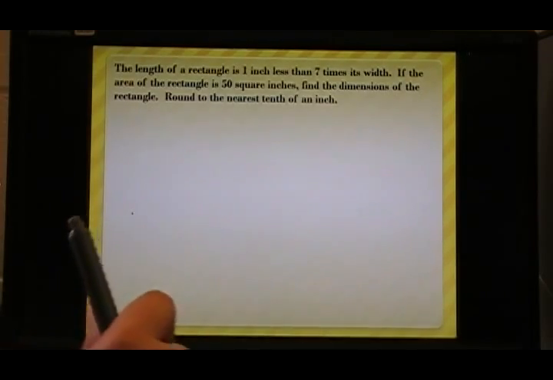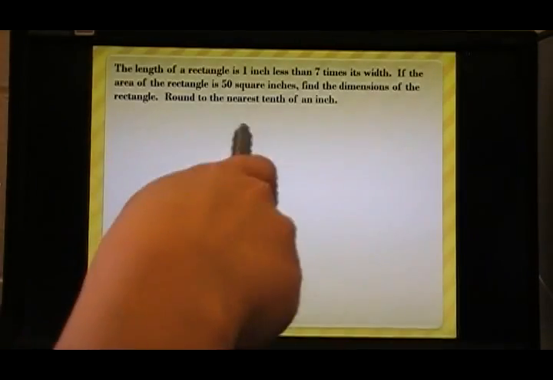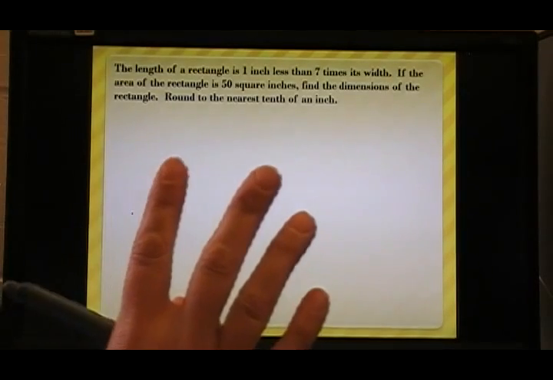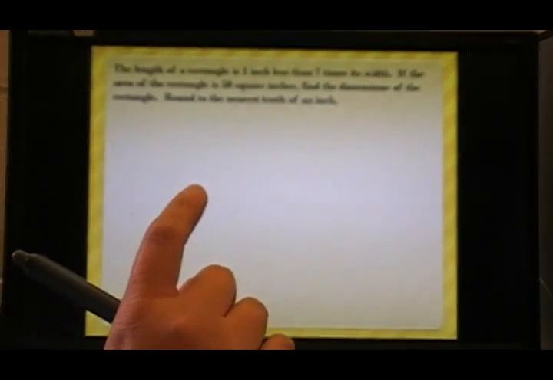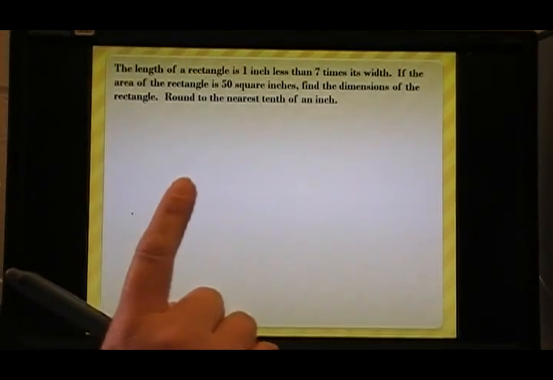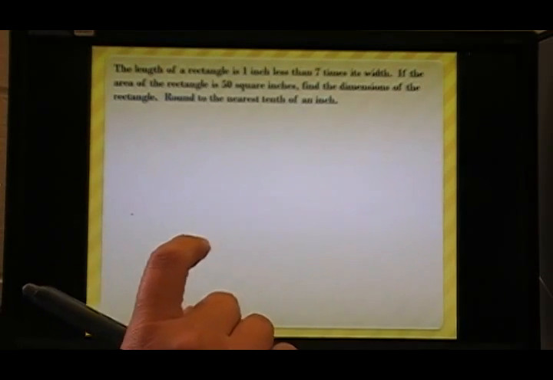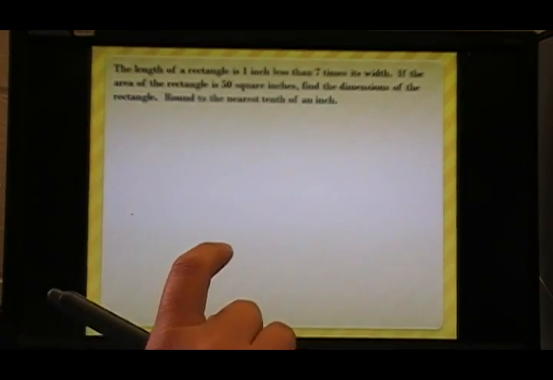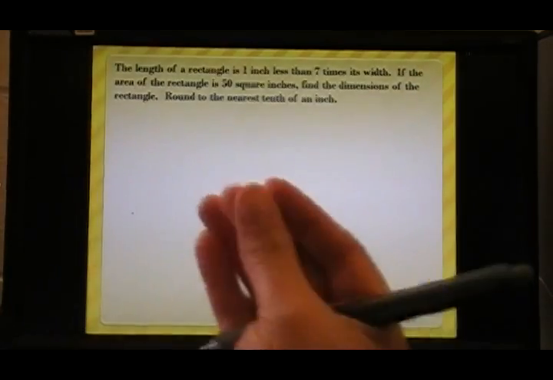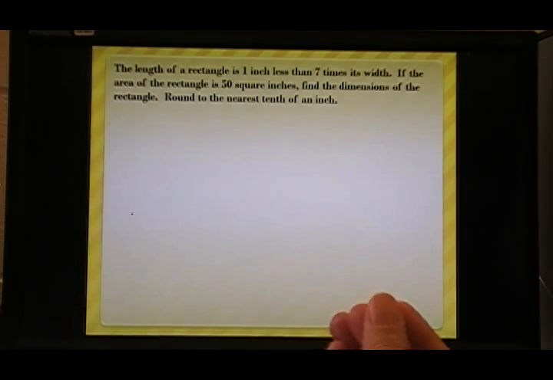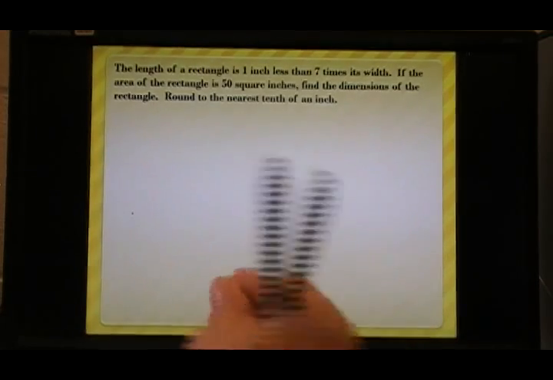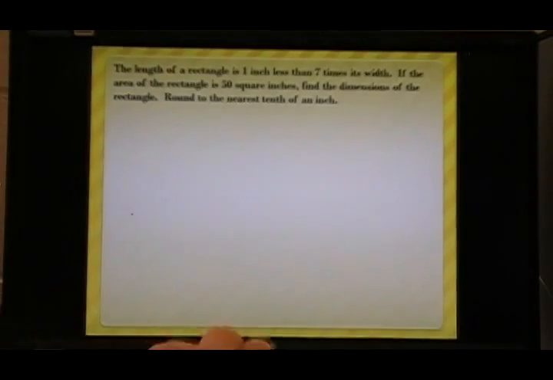Reading this, we have: the length of a rectangle is 1 inch less than 7 times its width. If the area of the rectangle is 50 square inches, find the dimensions of the rectangle, rounded to the nearest tenth of an inch. One of the big strategies when working with applications is to not focus on the question that they're asking. Your focus needs to be on the given information.